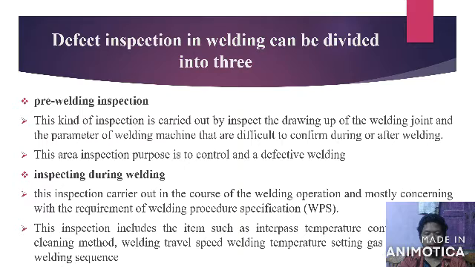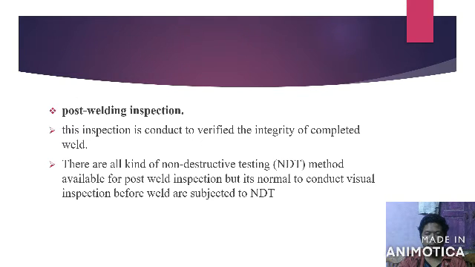And next is inspection during welding. This inspection, carried out in the course of the welding operation, is mostly concerned with the requirements of the welding procedure specification (WPS). It includes items such as interpass temperature, cleaning method, welding speed, welding temperature, gas setting, and welding sequence. And lastly is post-welding inspection.